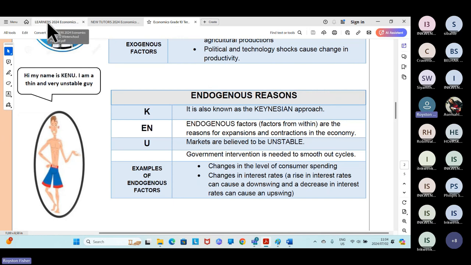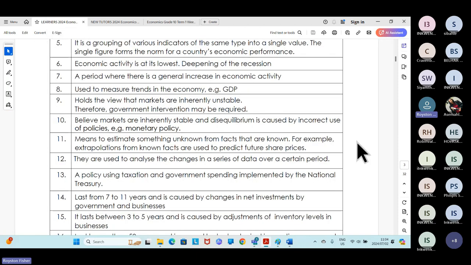Right. I'll be moving on now to number 11. Number 11 means to estimate something unknown from facts that are known. For example, expectations from known facts are used to predict future share prices. So what concept would this be for number 11? And they basically give it to you.